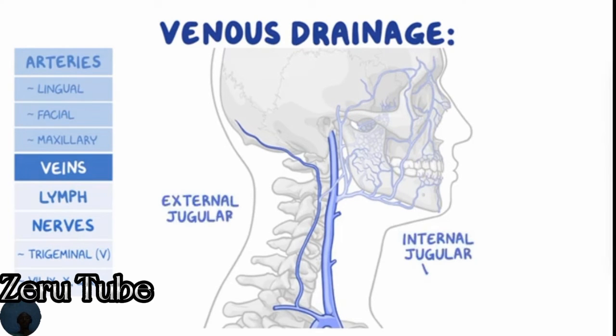the oral cavity. The venous drainage of the oral cavity is drained into two veins, the external jugular vein and the internal jugular vein. The external jugular vein and internal jugular vein receive the venous drainage of the oral cavity.